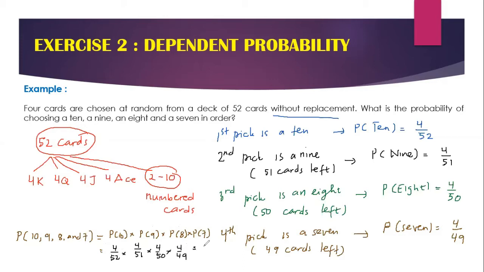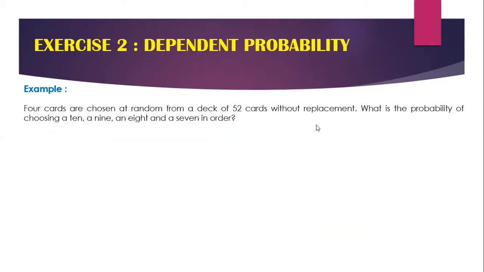We have 256 over 6,297,400. Okay, clear? Once again, the probability is 256 over 6,297,400. Very big, right? Okay. Is it clear, everyone? Okay. Go to the next example.